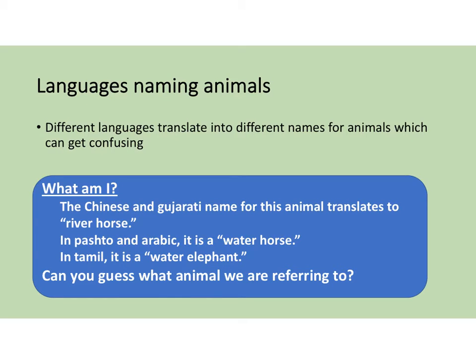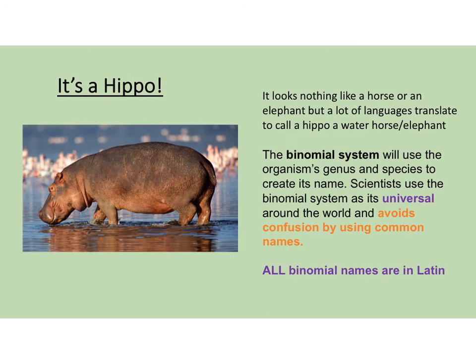Some languages call this animal a river horse, some languages call it a water horse, and some languages call it a water elephant. Can you guess which animal these languages are referring to? The answer is a hippo, and a hippo looks nothing like a horse or an elephant, but in a lot of languages the words translate to call a hippo a water horse or a water elephant.